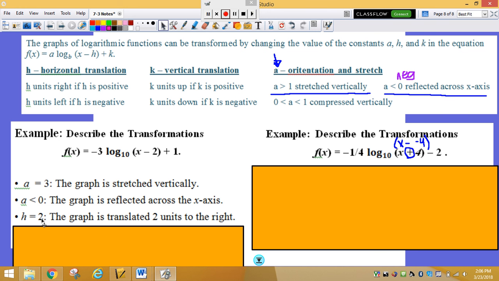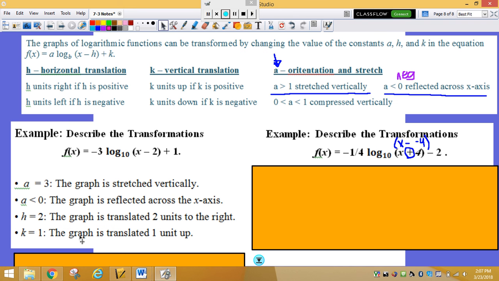It's a positive 2. So because it's positive, and it was a 2, it's translated 2 units to the right. And the last is my k here at the end. It's a positive 1. So since it's a positive 1, the graph is translated up 1 unit. Okay? We're going to do another one.